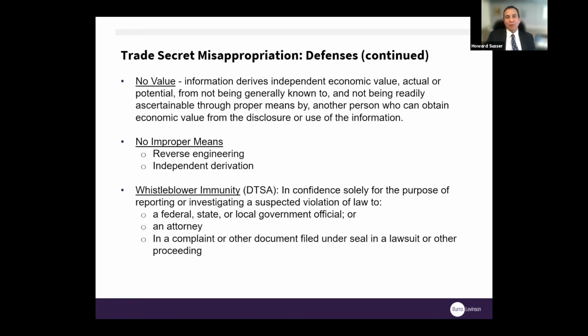The other issue is whether somebody's acquired a trade secret through improper means. Now, a fundamental issue of trade secret law is that if what you're putting out in the public domain can be reverse engineered, then it's not a trade secret.